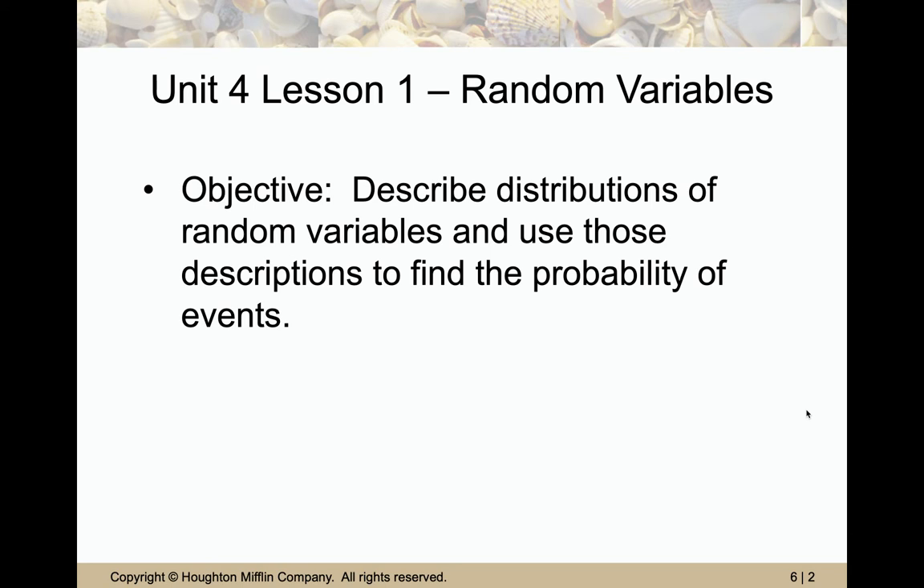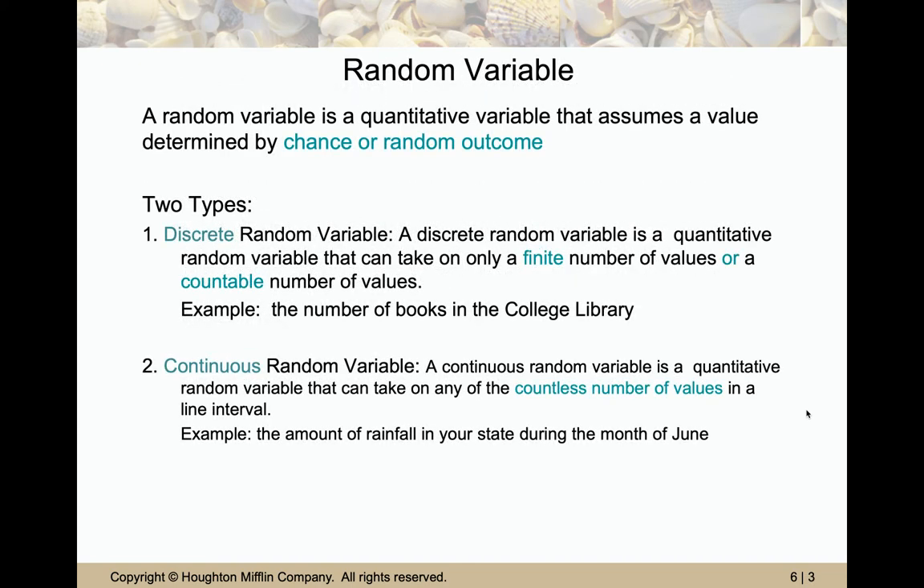Okay, so there's a general category of random variables. A subclass of that are the binomial variables, which we're going to look at after we look at the general random variables today. Okay, a random variable is a quantitative variable that assumes a value determined by chance or random outcome.